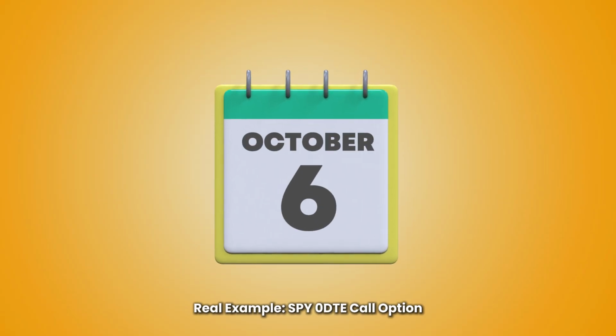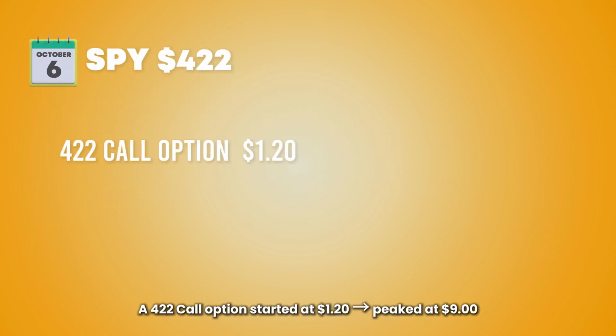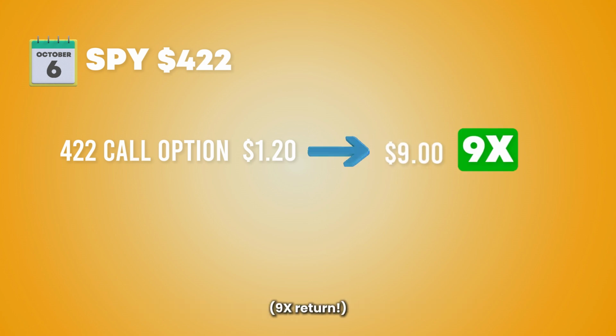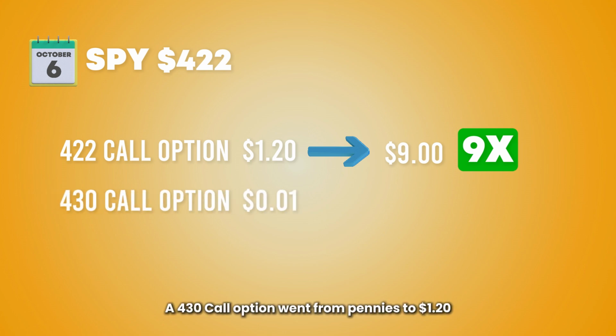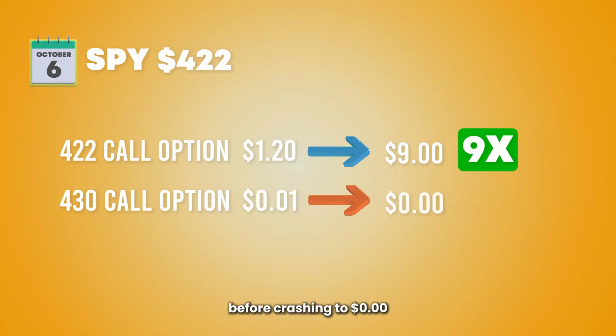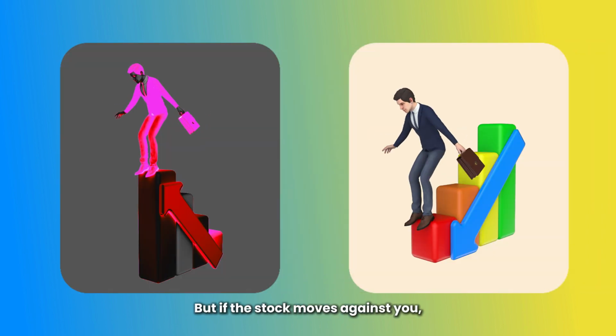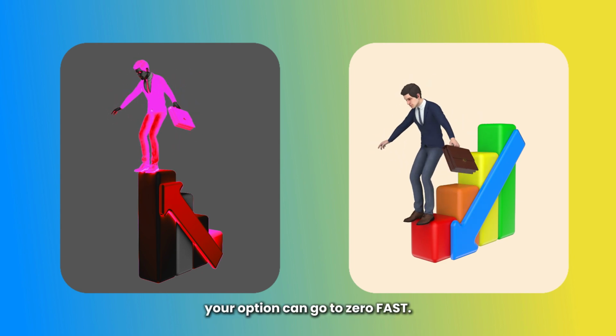Real example, SPY 0 DTE call option. On October 6, 2023, SPY started at $422 and surged to $431. A 420 call option started at $1.20 and peaked at $9. That's a 9x return. A 430 call option went from pennies to $1.20. That's a 100x return before crashing to $0. If you're on the right side of the trade, you can make huge gains. But if the stock moves against you, your option can go to zero fast.